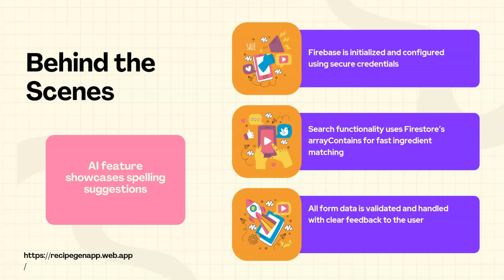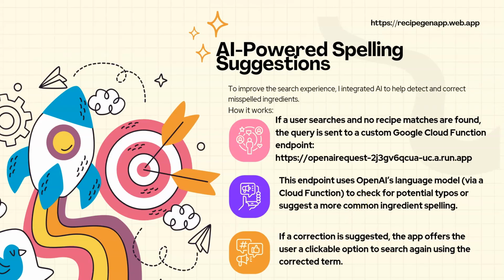Firebase is initialized and configured using secure credentials. Search functionality uses Firestore's array contains for fast ingredient search matching, and all form data is validated and handled with clear feedback to the user. This is the extra little feature that I was very excited to add in, and it was a new thing for me, but now I have done it, so it's in my experience.